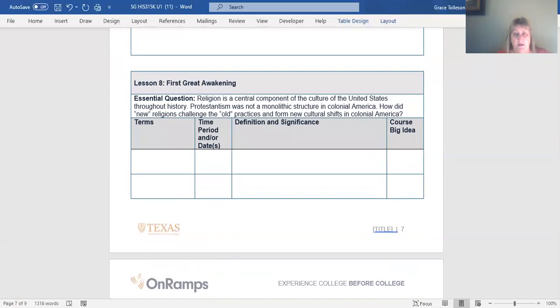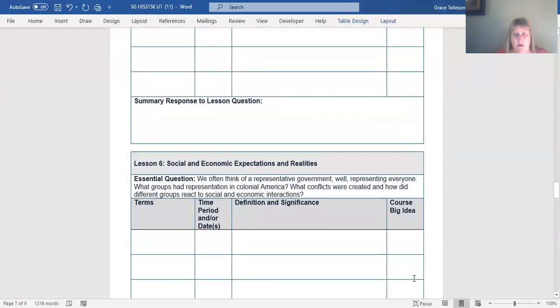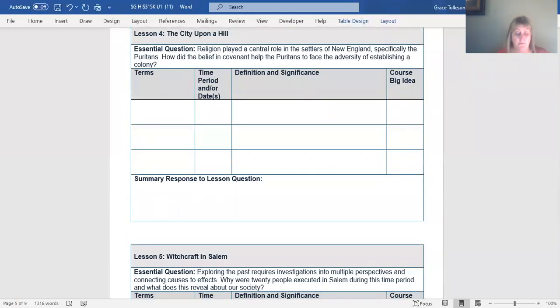So that is your study guide. I showed you where they are found. Let me stop sharing again and go back to Canvas. Okay, start sharing again.